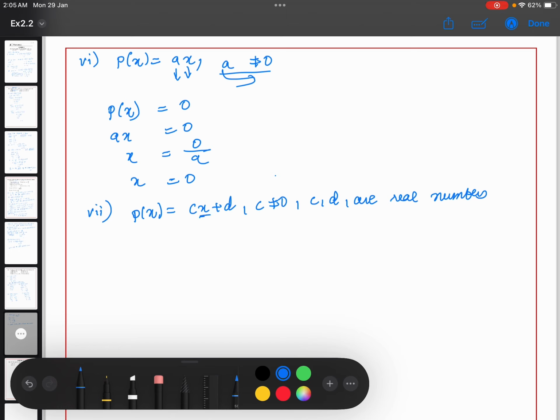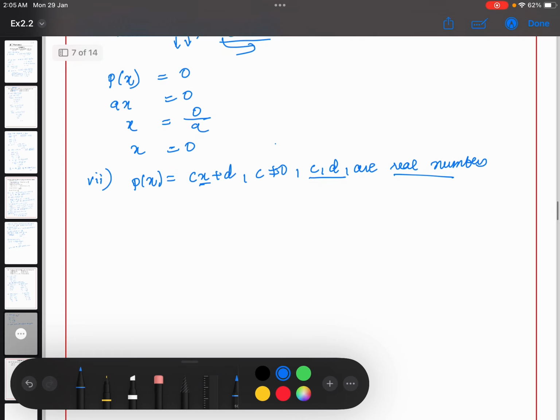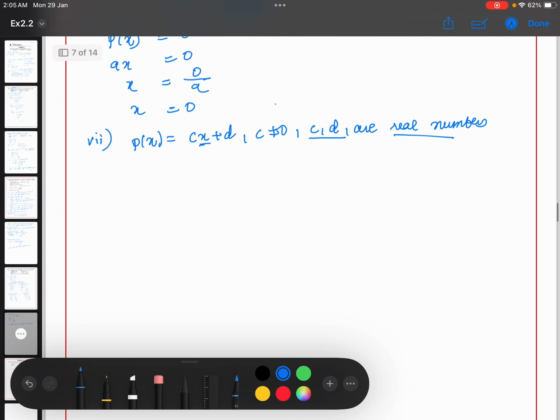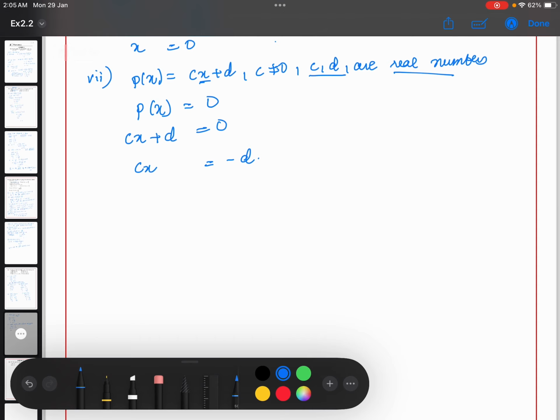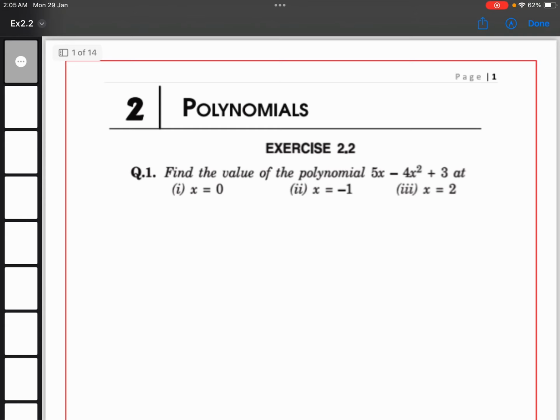Again in this question, the variable here is x, and c and d are real numbers. C and d are numbers, but we just don't know what those numbers are, so we're replacing them with alphabets. We are asked to find the zero. So this will be cx plus d. Think of d as a number only. What would happen if this was a number? If you take it to the other side, the sign changes, so this will become minus d. Now we want to find out x, so we have to take c to the other side.